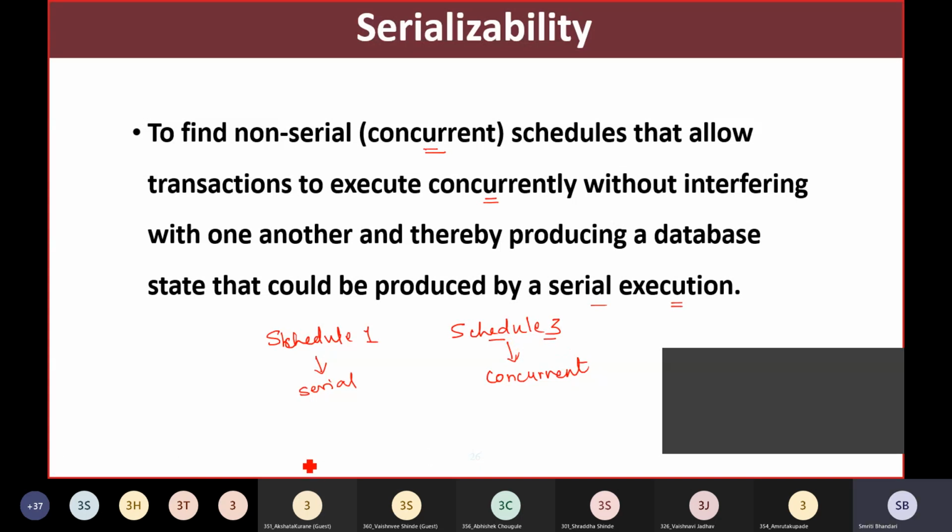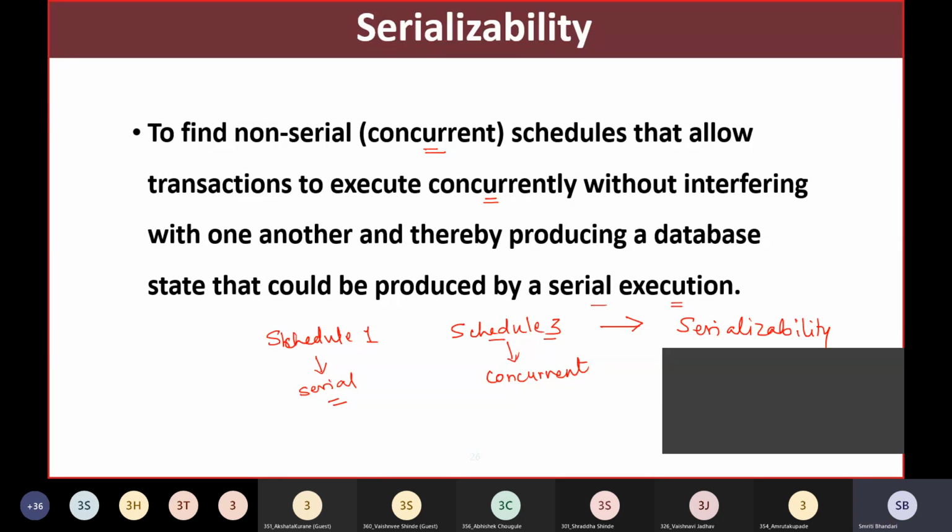Right? So we may say that this schedule 3 that we have seen, which was the concurrent schedule, right? Wherein we were having the interleaving of instructions from T1 and T2. But the result that this schedule 3 produced was similar to that of the serial schedule. That is schedule number 1. Right? So here we may say that this schedule 3 is following the concept of serializability.